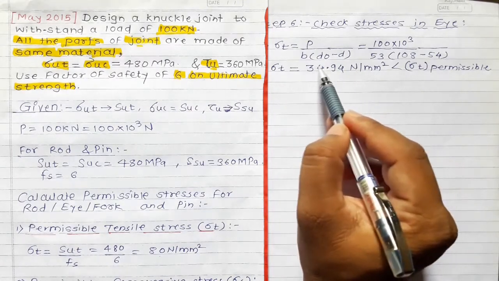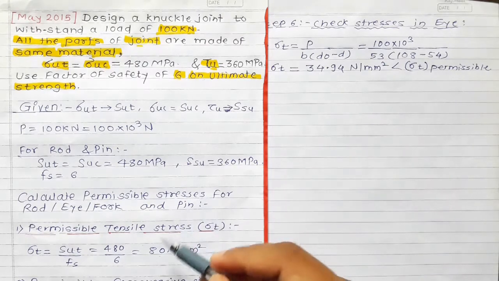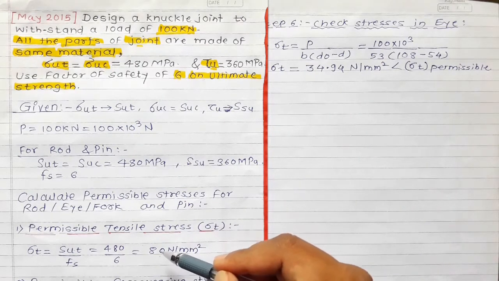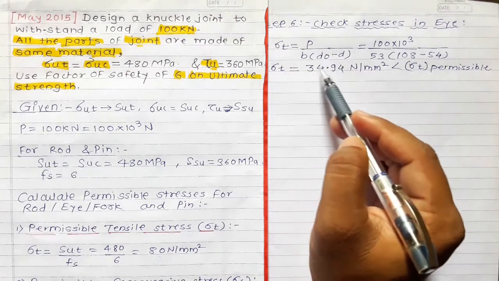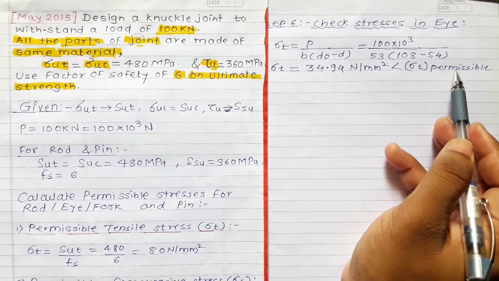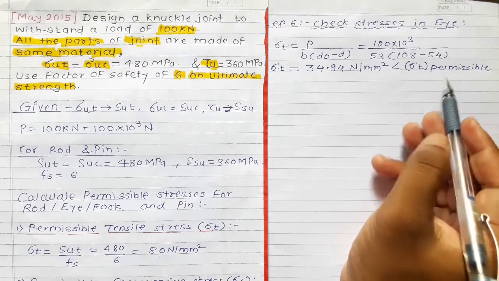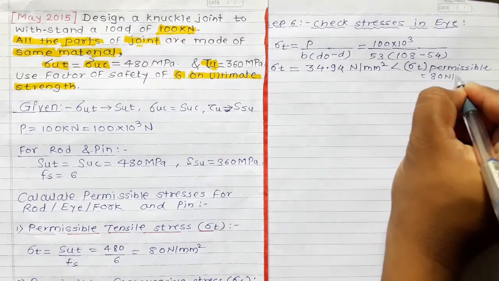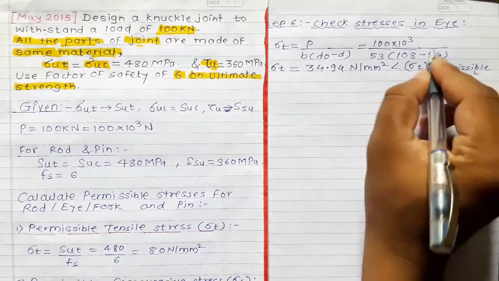Now if you compare this value with the permissible tensile stress, which is 80, we can say that the induced tensile stress is less than the permissible tensile stress, that is 80 Newton per mm square, and therefore the design of this eye under tensile stress is safe.